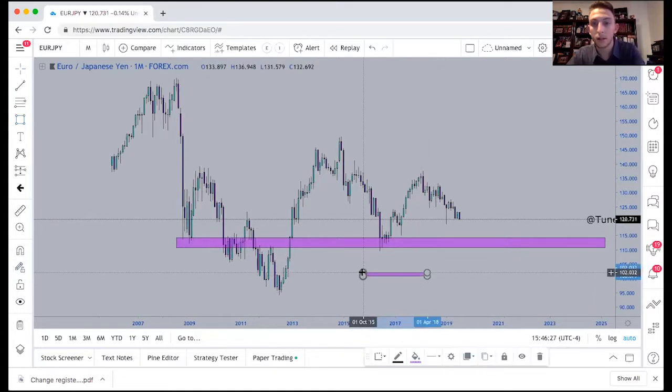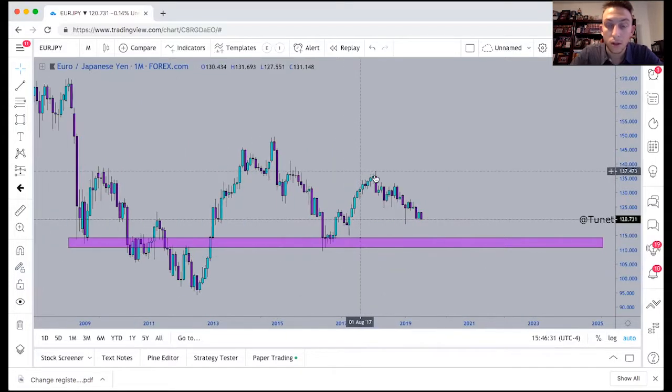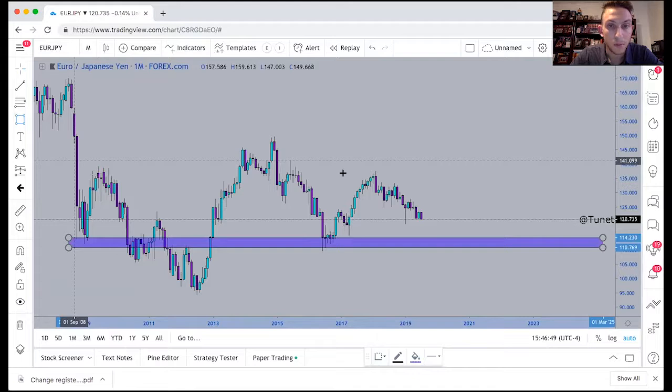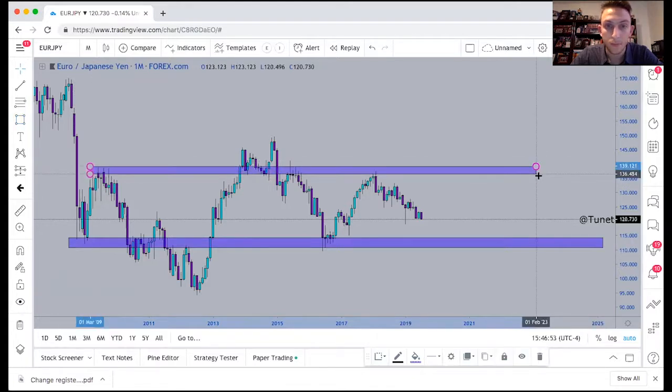And once again, like I said, if you are struggling with finding your monthly zones, look at the current trend. So currently we've been downtrending. Now look where that current trend started and the previous trend ended. Then look where that previous trend started. So this previous trend started here, and that can be your monthly lower zone. Now we go monthly upper zone, where the previous trend ended.